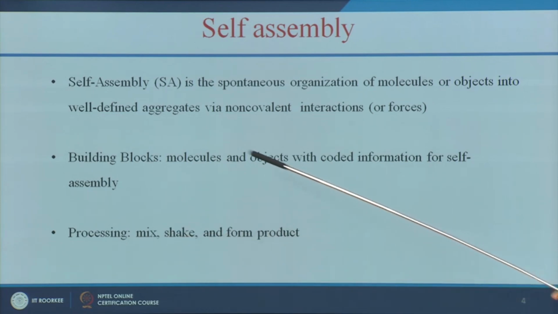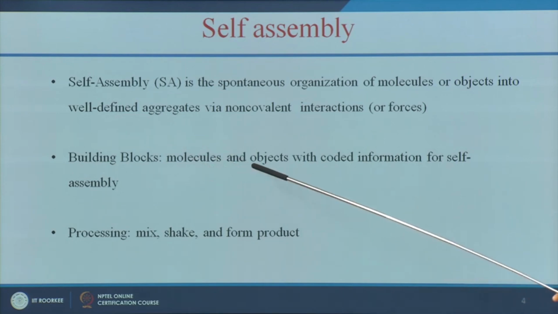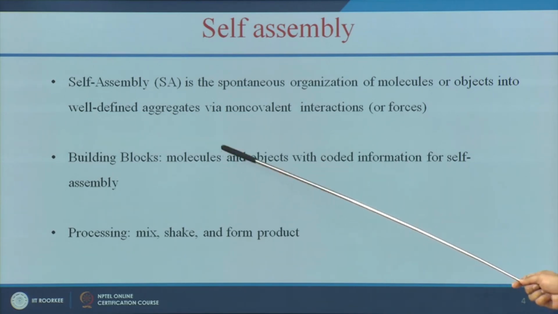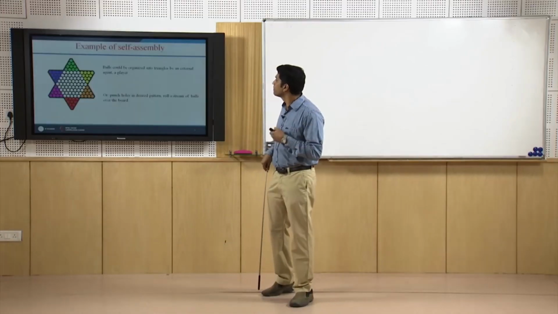Okay. For example, if you are using a DNA molecule, it has the coded information. So the DNA has A, it can form a bond with T, and G forms a bond with C. Okay. So that means the molecule already has the coded information. So when you put it in a solution, the DNA easily forms bonds. Okay. So let us see a simple example to understand what is self assembly.